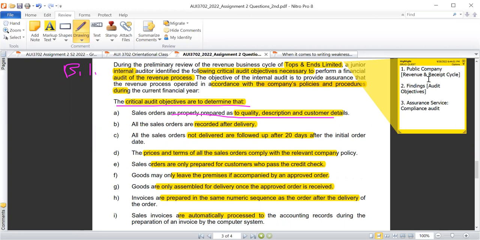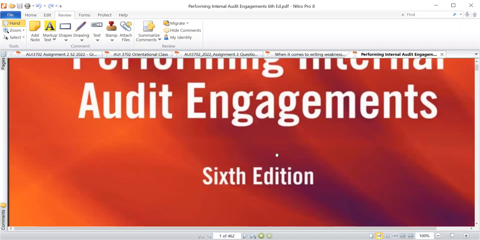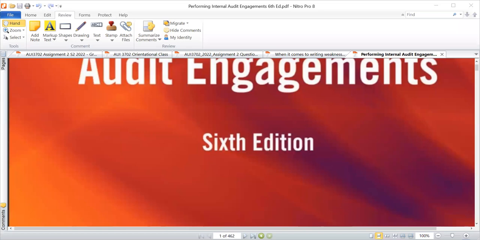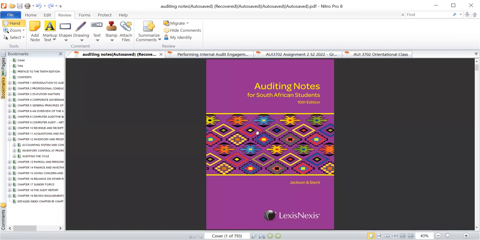So here's my approach, by the way, when I was doing the assignment. There are two sources of materials that I'm going to recommend you guys also go back to. You can do this even in your own time. So two sources. One is your orange textbook, which is the Performing Internal Audit Engagements textbook, this orange textbook in color. The other one that you can use is called Audit Notes, and I'm going to show you how you are going to navigate around it. I'm going to illustrate with the audit notes shortly.